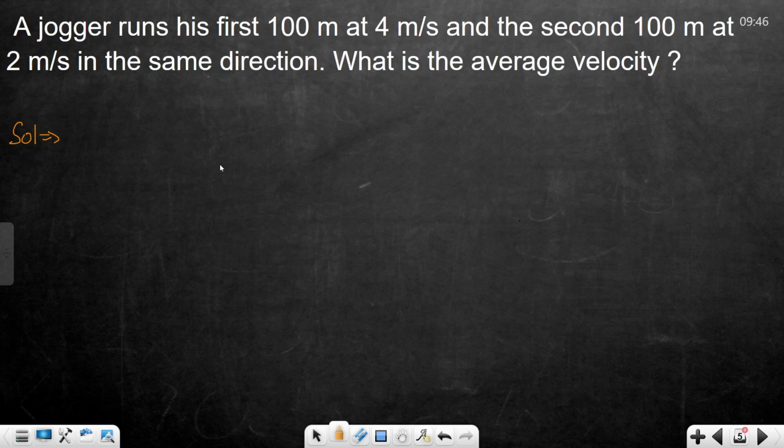So I got 8 by 3. Same answer, sir, it is 8/3. Same, I got 8 by 3. This approach is incorrect.